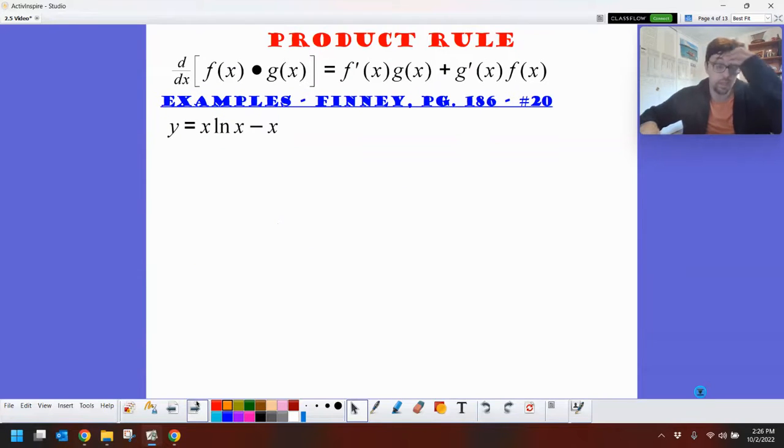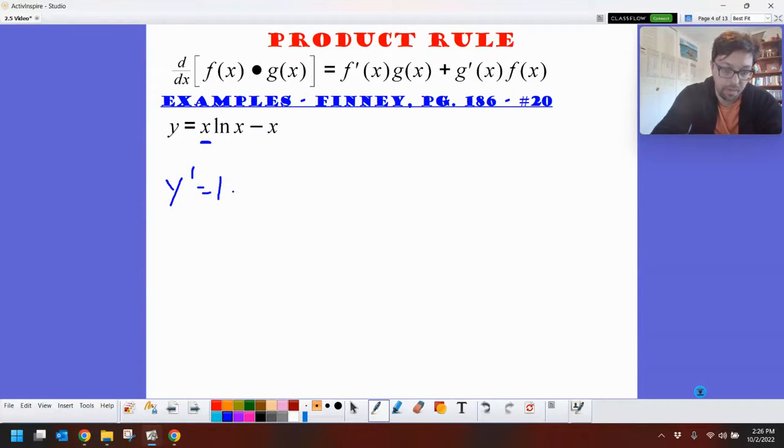Let's do one together. So I want to figure out what the derivative of this thing is. So I need to do the derivative of that first piece. So the derivative of this x, well, that's just going to be 1 multiplied by whatever the second thing was, in this case, an ln of x. Plus, and I'm still just working on this piece right here, I need to do the derivative of the ln of x. Well, that's 1 over x, and then multiplied by whatever this first thing is.